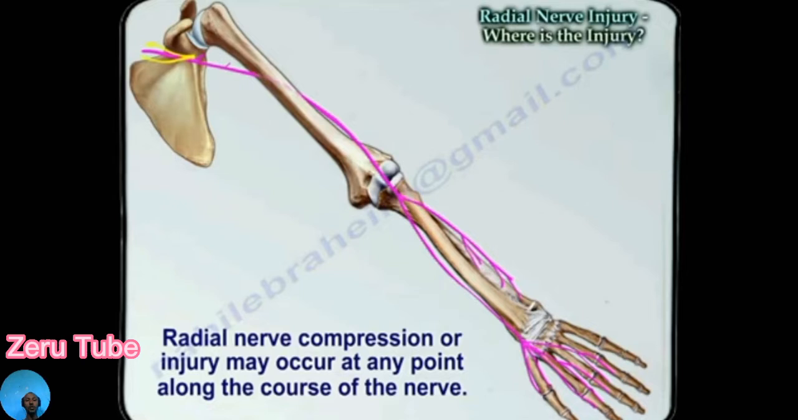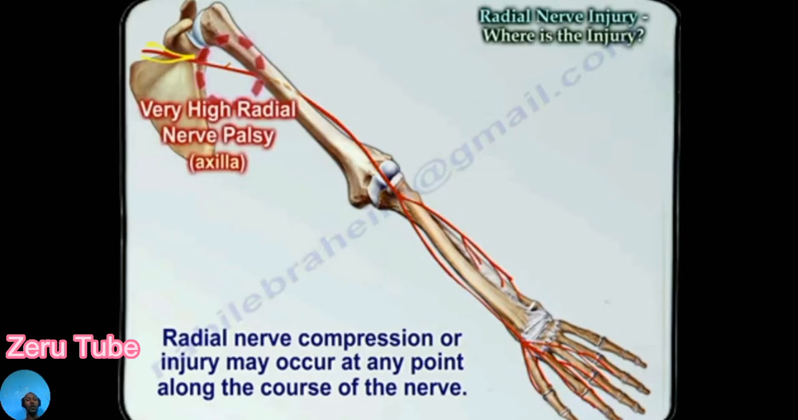So we should consider the common sites where the radial nerve is injured. For example, if the injury is occurring in the axilla, the injury is a very high radial nerve injury.